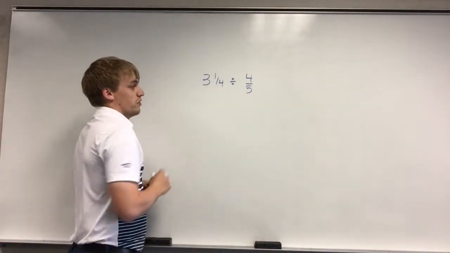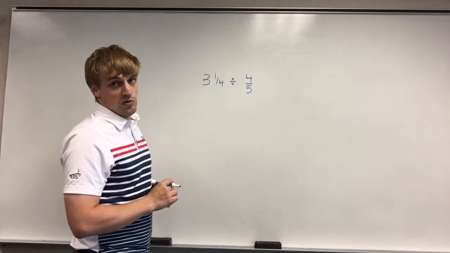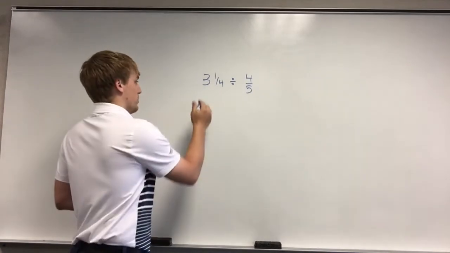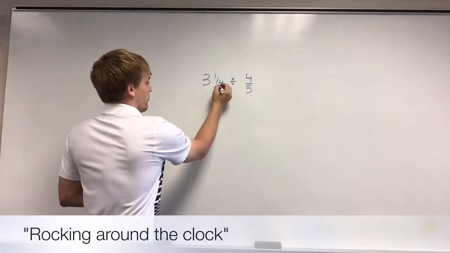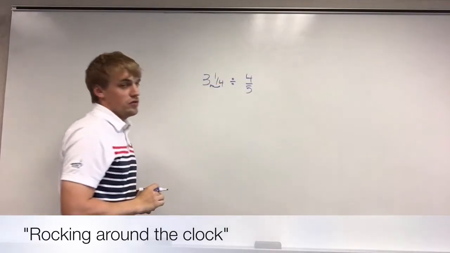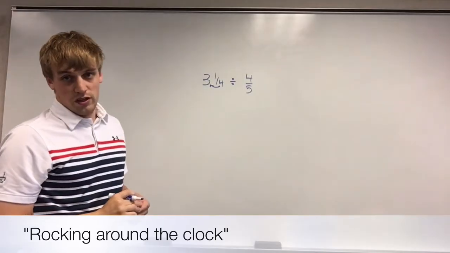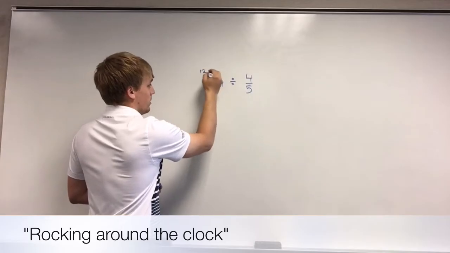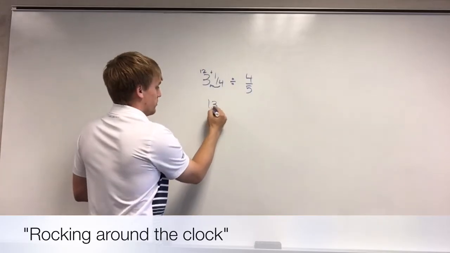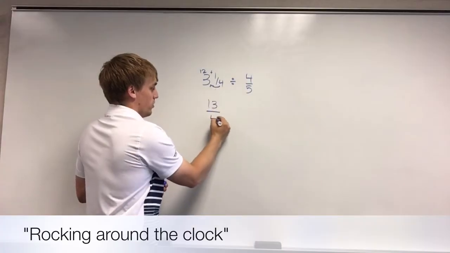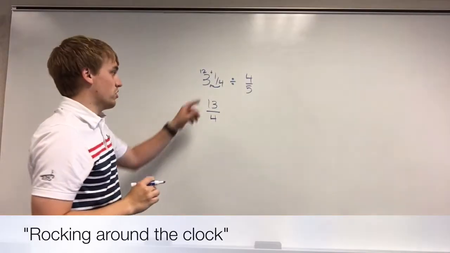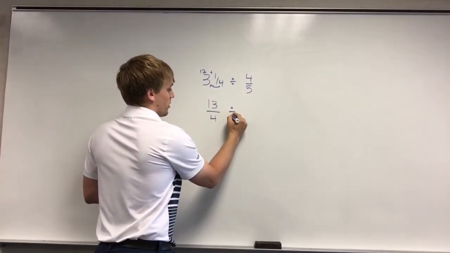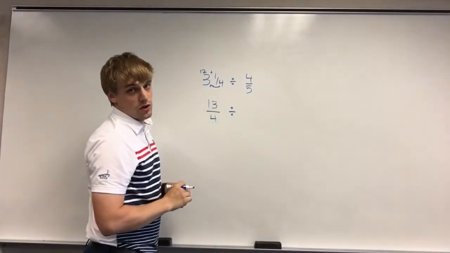So first thing we have to do is make this into an improper fraction where the fraction is top heavy, or the numerator is bigger than the denominator. The way that we do that is we take 4 times 3, which equals 12, and then we add 12 plus 1 and get 13 over the denominator, which is 4. Okay? We call this rocking around the clock. Then we'll bring down the rest of the problem.